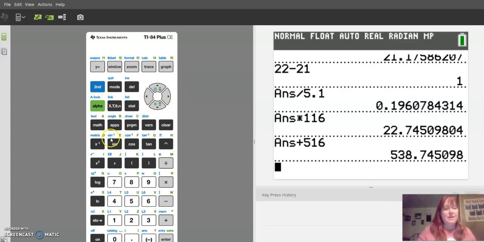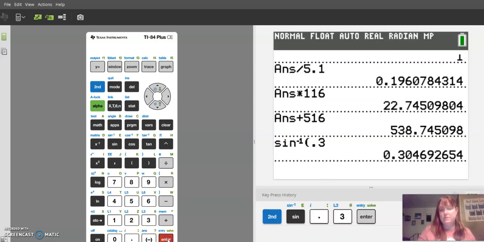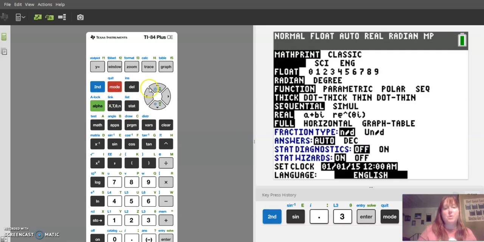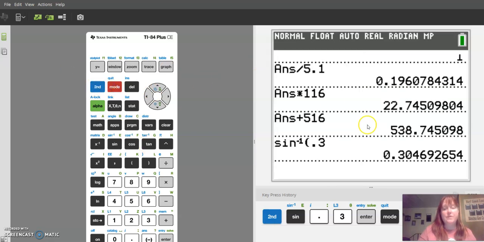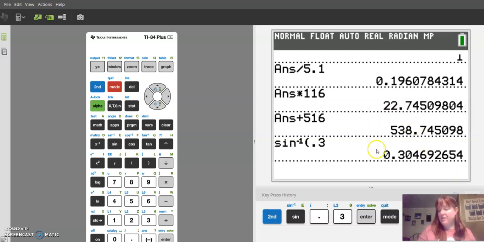So arc sine is this little sine -1. So arc sine of 0.3 equals 0.30469. If you did not get that, I want you to go to mode right now and switch it into radian mode, because you got a degree measure. We don't want degree measures. We want radian measures. Always, always, always, because we're in calculus. And who cares about those lousy degrees? All right, so 0.304.